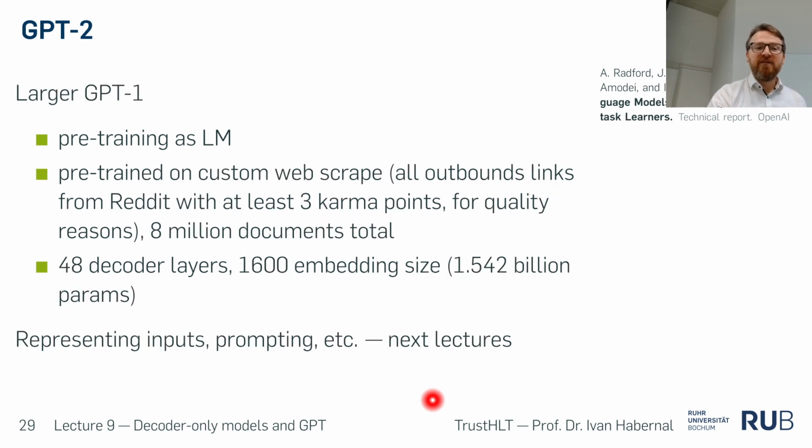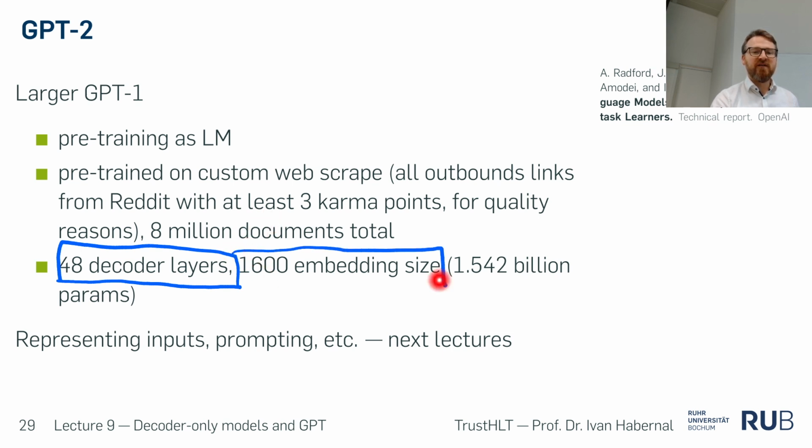Then came GPT-2, which is a bigger GPT model, larger, and the same. You basically make it bigger by throwing more hardware. 48 decoder layers as compared to 12, so really making it bigger, and a 1,600 embedding size. So the number of trainable parameters grows over 1 billion already. And back then, in 2019, it was considered, oh, this is a big model.